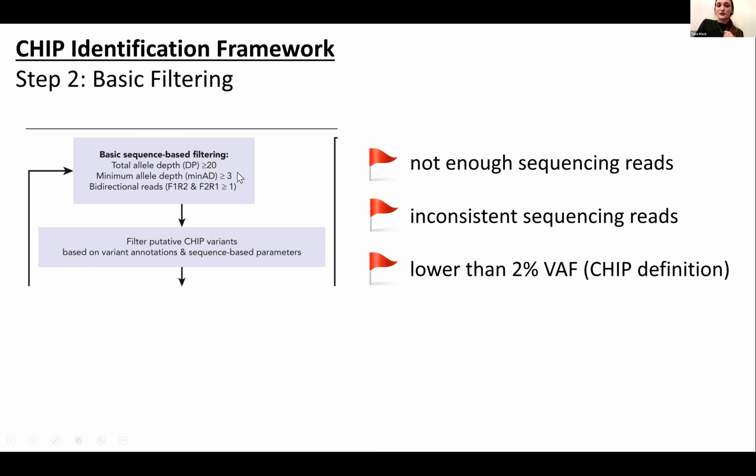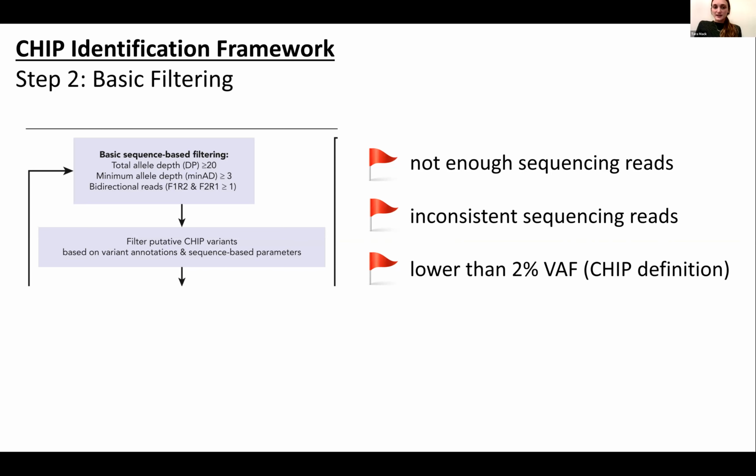Importantly, if the alternative allele, so the mutation itself, only shows up a couple of times, that tends to be a red flag. So we want to have at least 3 calls of that alternative allele to be confident that it's a real CHIP call. And then again, we want consistent sequencing reads in both directions to be confident that that's a real call. And lastly, because of the CHIP clinical definition, meaning that 2% VAF or that 4% of the peripheral blood cells, we tend to also filter here to make sure that our clones are at least 2% to accurately call CHIP.